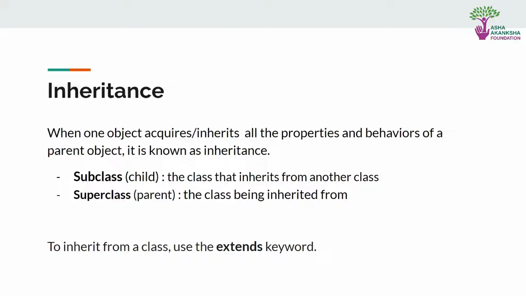So two terms come out from this. The subclass, which is the child class, is a class which is inheriting the properties from another class, and then there is the superclass, which is the parent class, the class from which the child class is inheriting the properties. To inherit from a class, the keyword extends is used. So extends is the keyword. While defining the child class, you write it like normal, and after that you just write extends and then the name of the parent class.